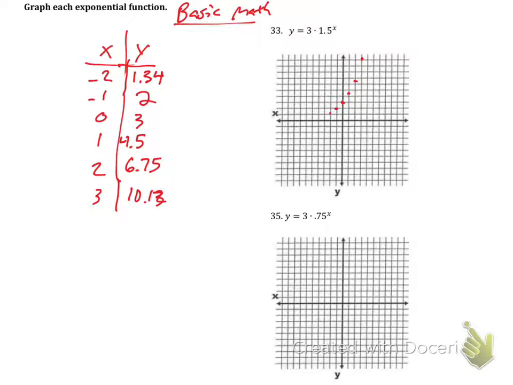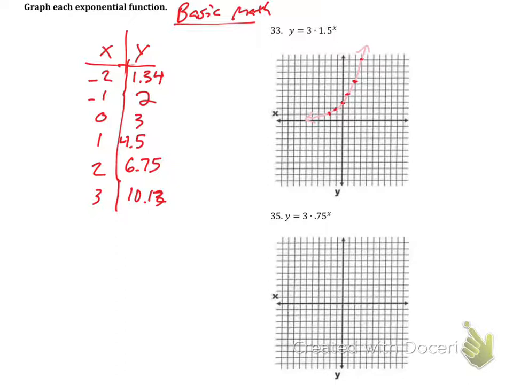Now from here, it's hard for me to do so on this, but just bear with me. You would just then draw a line. You want to draw a line that goes through all of them like that. Even though you can't really see my red points, it'd be much easier with a pencil, but it'd be something like that. All right, so that's that one.